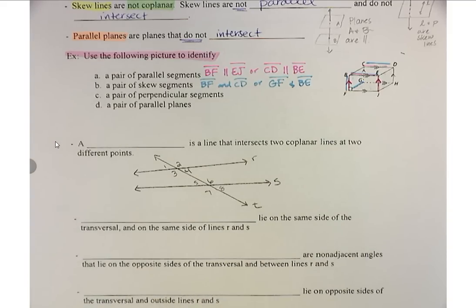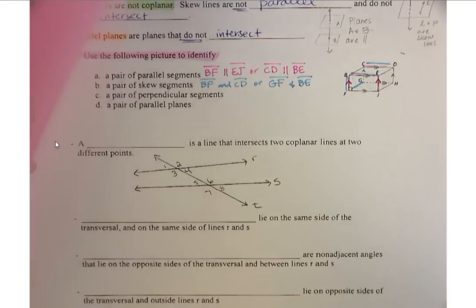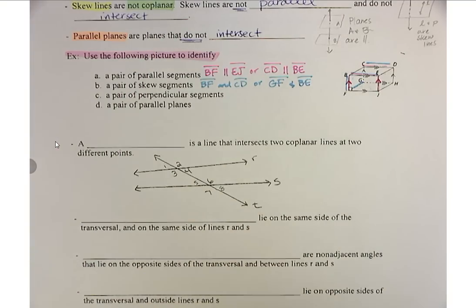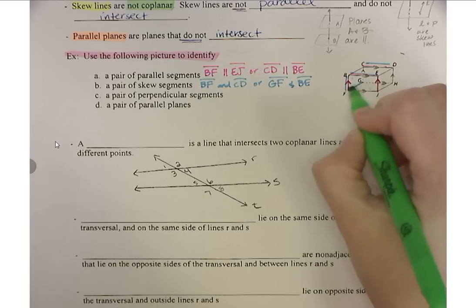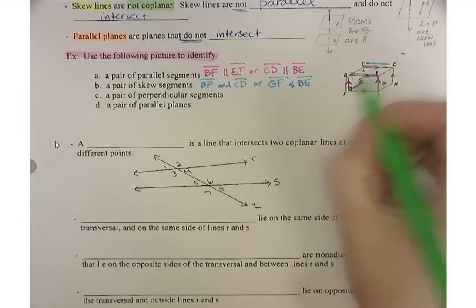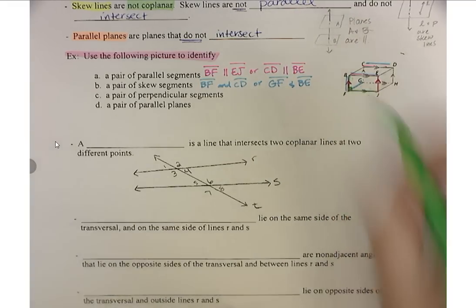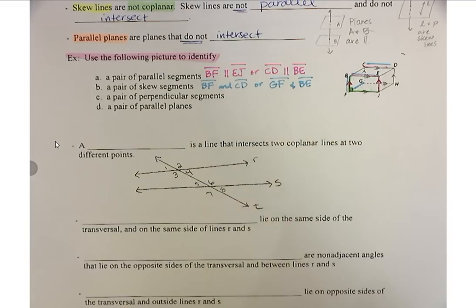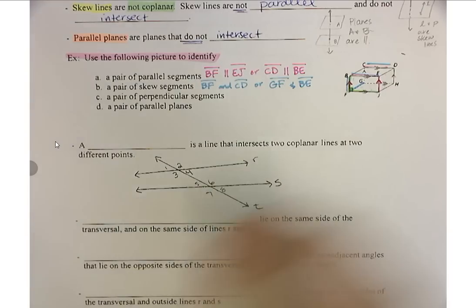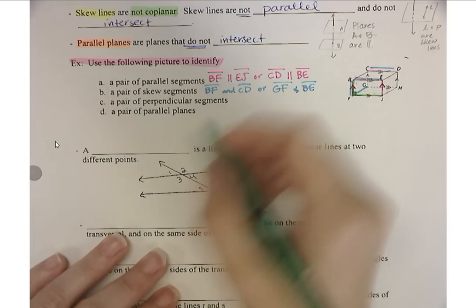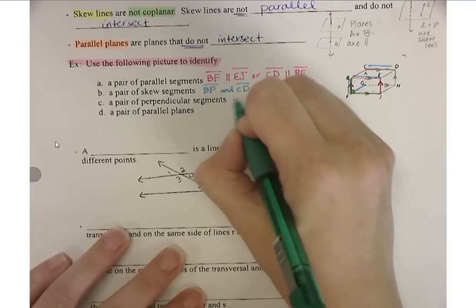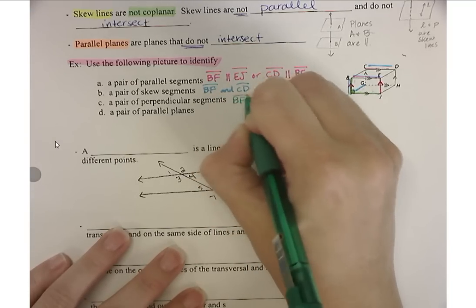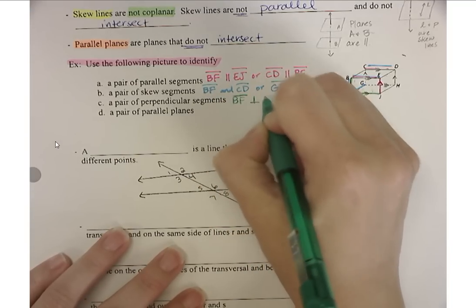And then we have a pair of perpendicular segments. For the pair of perpendicular segments, find where your right angle is. I can see here that my right angle is given by that square. So when I say what's perpendicular, I'm going to use those two because that is the one that is marked. So a pair of perpendicular segments, I'm going to say BF and FJ. And I can say BF is perpendicular to FJ.